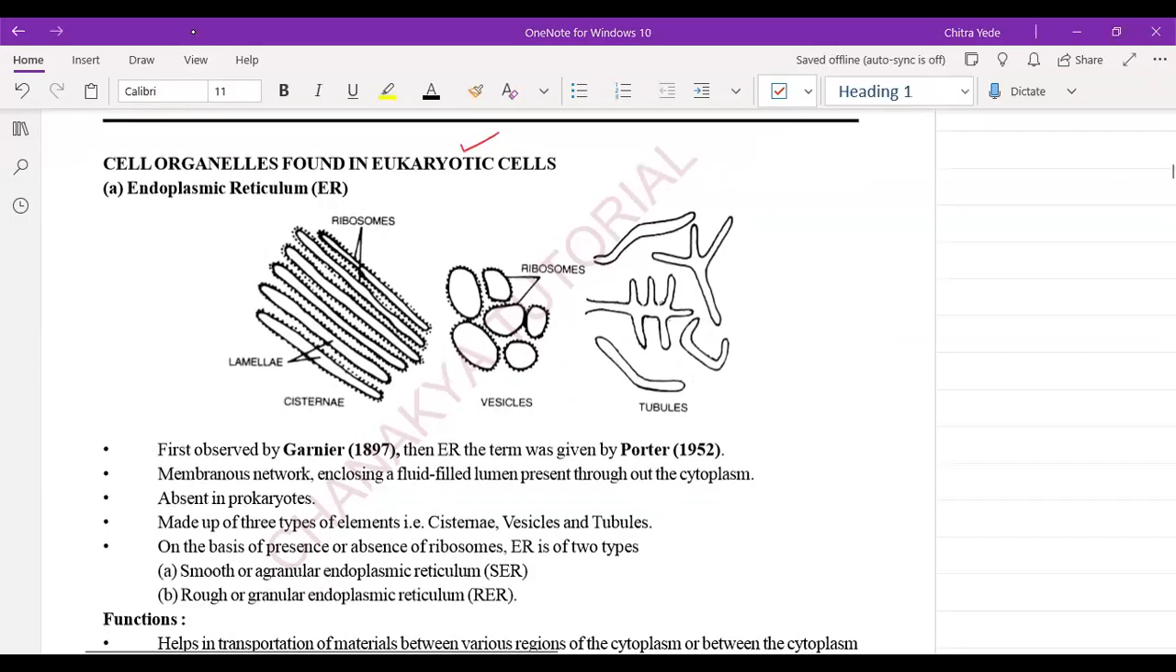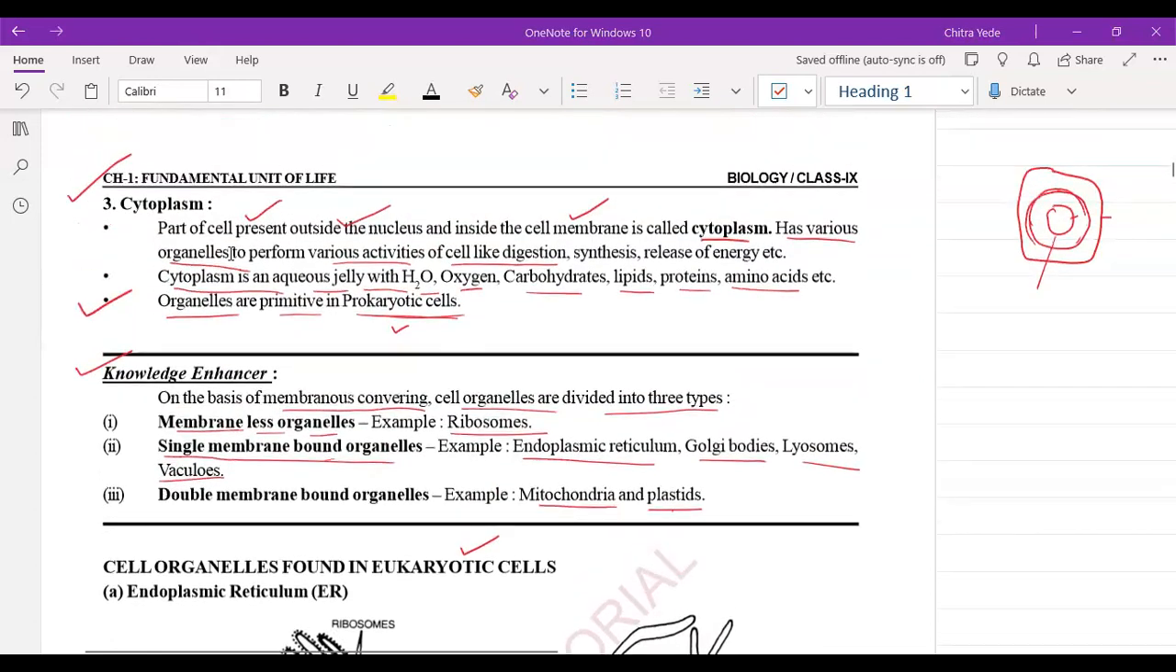Sir, can you go up once? I just want to take a screenshot. Okay. Let me do it. Everyone done? Yes, sir.